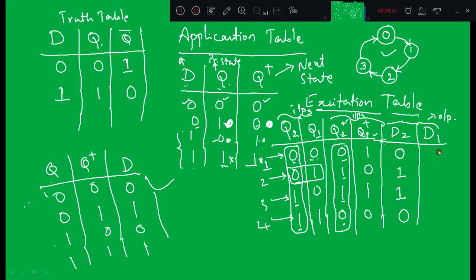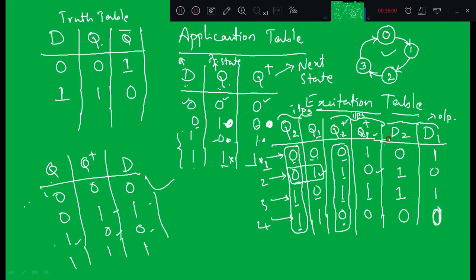So what is D1 here? You have to refer to the values of Q1 and Q1 plus. Q1 is 0, Q1 plus is 1, so 0 1, D value is 1. Next, Q1 is 1, Q1 plus is 0, output is 0. Next 0 1, again 1, sorry 0, right?